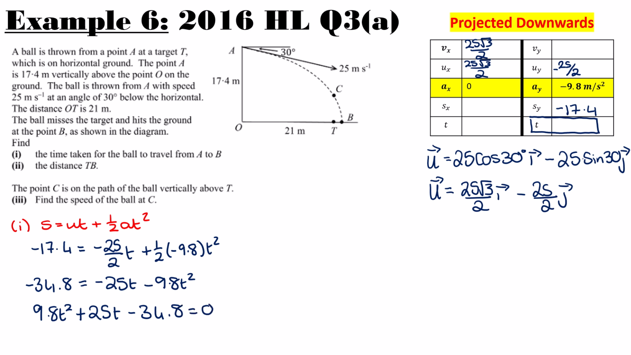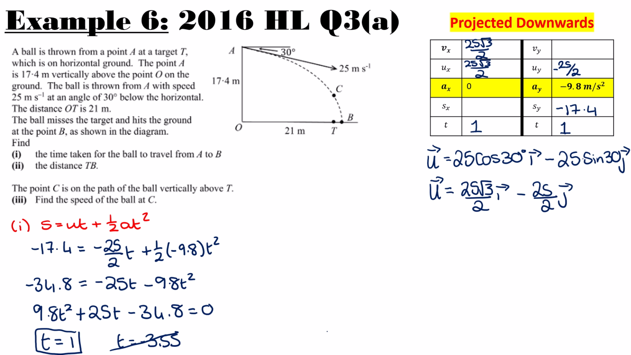We now have a quadratic that we're going to solve. You're going to get two answers, a positive and a negative. The positive answer is t equals 1, which is what we want. And the other answer is t equals minus 3.55, and we're going to ignore that. So the time taken to go from A to B is 1 second. So now I can connect both of those in the x and the y direction.